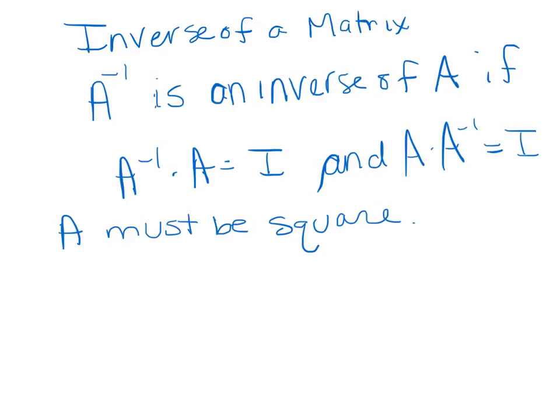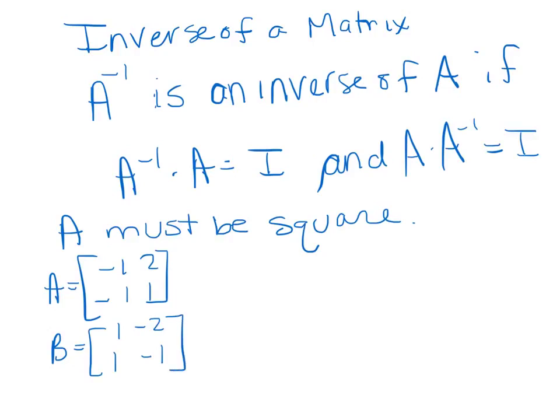The first thing we're going to do is just prove that given these two matrices, are they inverses of one another? So let's start with A is equal to [-1, 2; -1, 1]. And let's have B is equal to [1, -2; 1, -1]. And let's see if I multiply these together, do I get the identity matrix? So if I take A times B, what will I get?